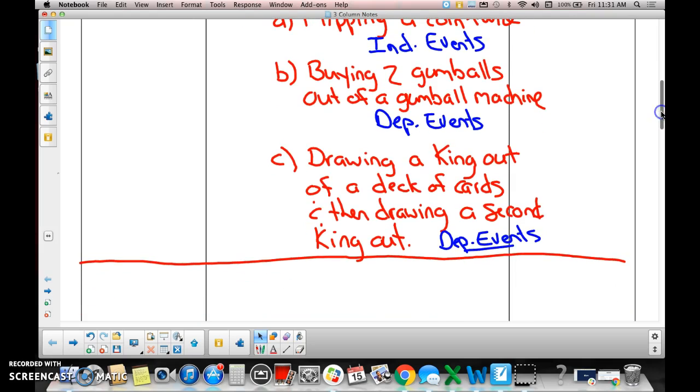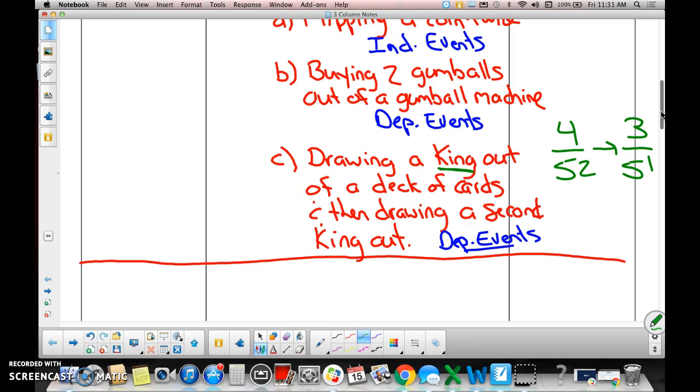Letter C here. How many cards are in a deck of cards? 52. How many kings are in a deck of cards? 4. So if your first draw is a king, with 4 kings and 52 total cards, you have a 4 to 52 chance of drawing a king, right? If you do a second draw, what are the chances of drawing a king? Well, now there's only 3 kings left. How many cards are left? 51. So did this event impact that event?